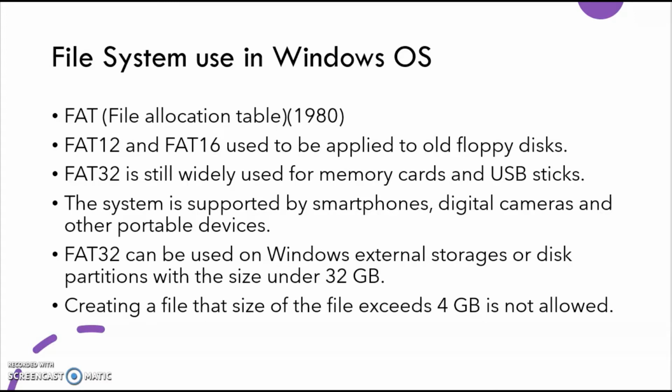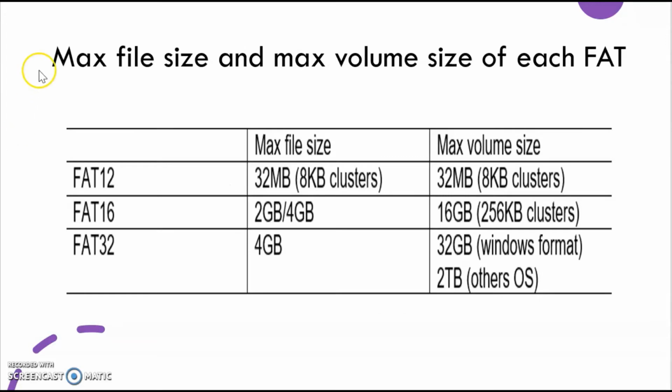So FAT32 can be used on Windows external storage or disk partitions with a size under 32 gigabytes. Creating a file larger than or exceeding 4 GB in FAT32 or any FAT version is not allowed. So now we're going to see the max file size and the max volume size of each FAT version.